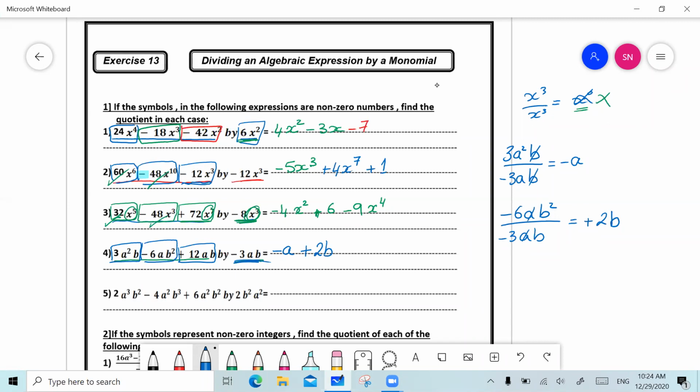The last one, I'm going to make 12ab divided by negative 3ab. 12 divided by negative 3, this is equal to negative 4. And a divided by a, they are canceled together. B divided by b, they are canceled together. So at the end, I will have negative 4. I hope it's clear now, prep 1.